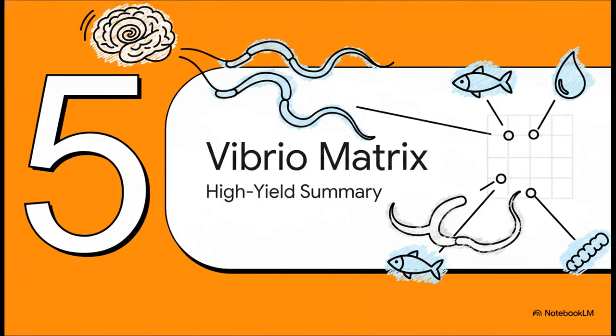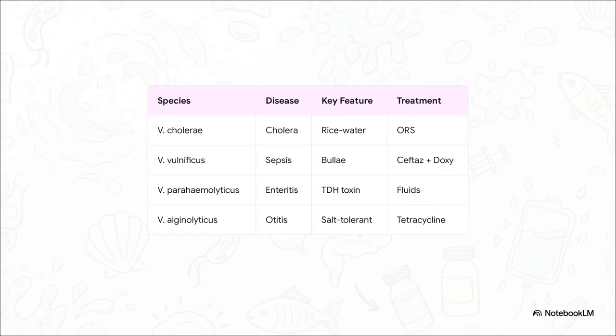And finally, section 5, the high-yield Vibrio matrix. Okay, prepare to take a mental screenshot here because we're pulling all of these culprits together into one high-yield matrix. Let's rapid fire through this to really lock it in. First, V. cholerae, causes cholera. Look for that rice water stool and GM1 ganglioside binding. Treat primarily with ORS and azithromycin.